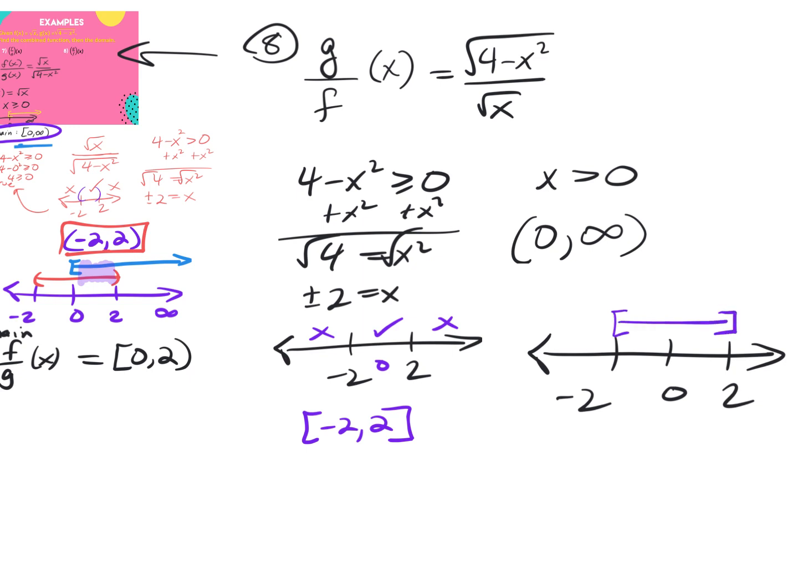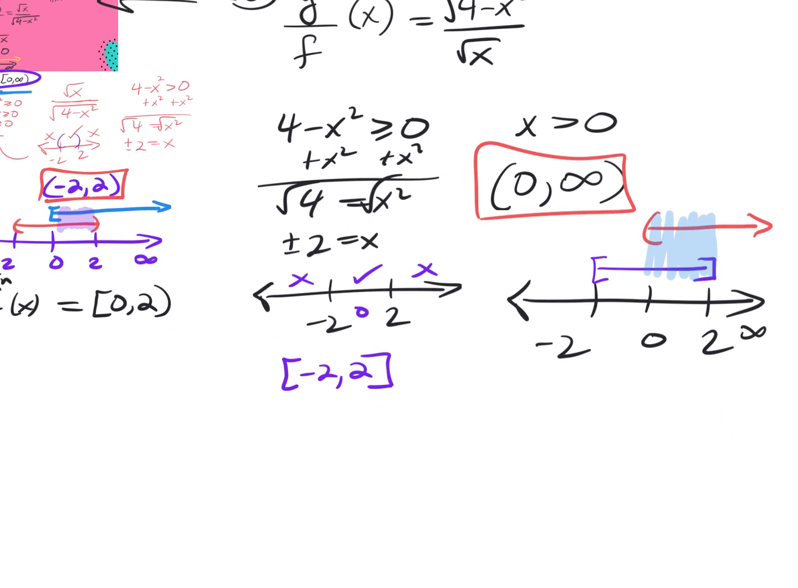And then the numerator, I'll do this one in red. So then this is going to be a parenthesis going to infinity. So again, what's in common to both is going to be this section right here where I see both red and purple. So again, I can't include 0. So the parenthesis is going to overtake that line.